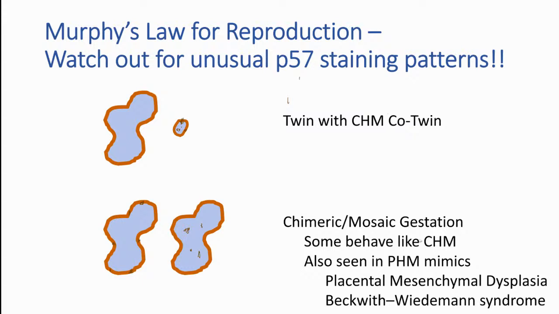Dr. Runnett has found that some of these behave like complete moles, but others have found that same phenomenon in partial mole mimics, placental mesenchymal dysplasia, and Beckwith-Wiedemann syndrome. So in the end, what do you do? If you see one of these weird variants, my suggestion is to say it's a molar proliferation. Don't try to further classify it, but suggest that they follow it as if it was a complete mole, and let the clinical follow-up dictate the management. Okay.